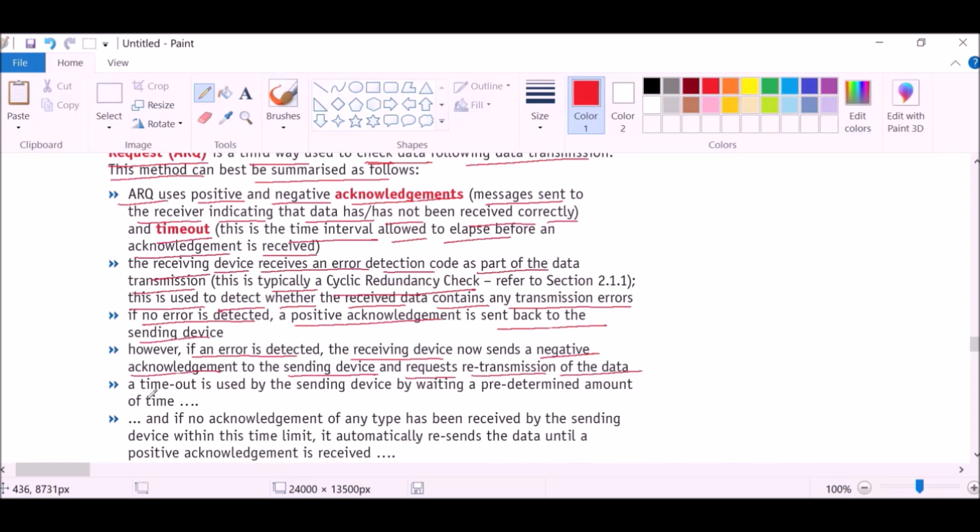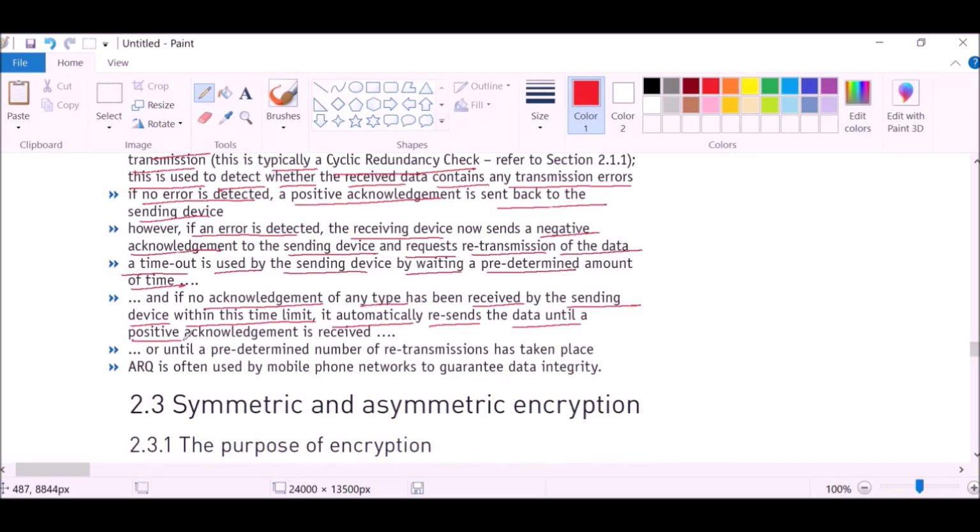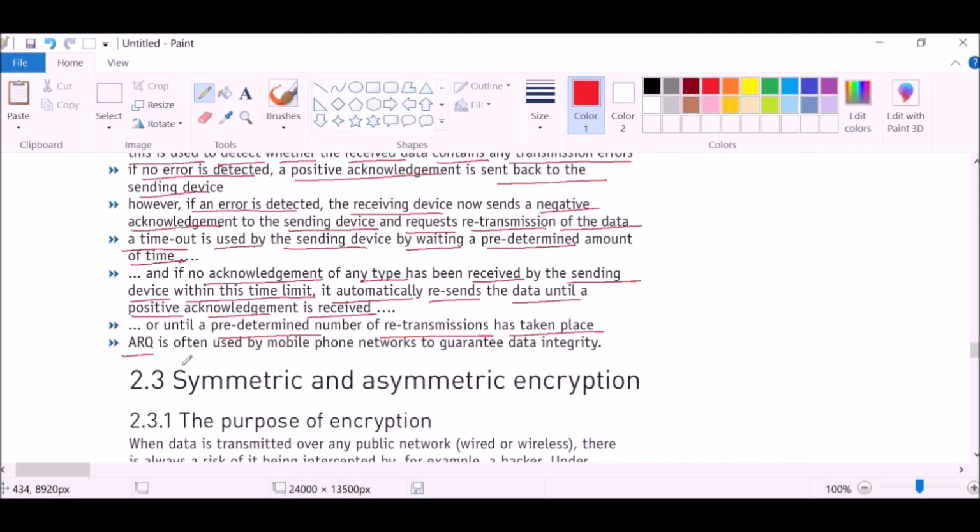A timeout is used by the sending device by waiting a predetermined amount of time. And if no acknowledgement of any type has been received by the sending device within this time limit, it automatically resends the data until positive acknowledgement is received, or until a predetermined number of retransmissions has taken place. Automatic repeat requests is often used by mobile phone networks to guarantee data integrity.